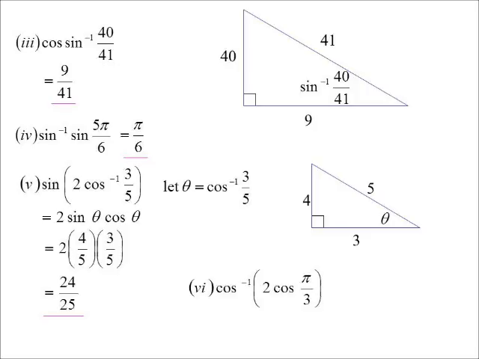Inverse cos of 2 cos pi on 3. We don't have a double angle result because this is not a double angle. This is 2 times the cosine of pi on 3. However, we happen to know what the cosine of pi on 3 is. It is correct to say the ratio is 1/2. 2 times a half is 1. Inverse cos of 1, 0.